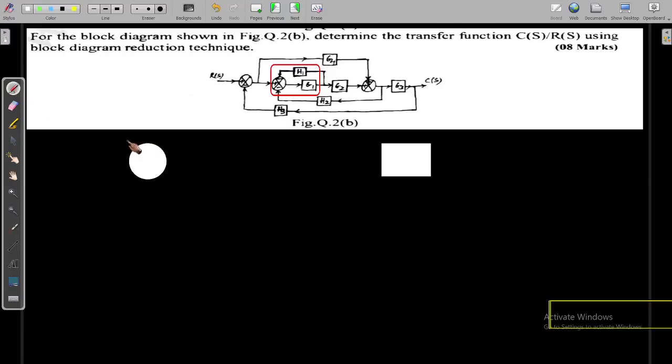Today we are going to see another problem based on the block diagram reduction technique which is given in the previous papers. So if you observe this problem, first we are going to separate this summing point so that we can reduce very easily. So first step we will do, let us separate these summing points. So first I am doing that. Okay, let us separate this summing point.